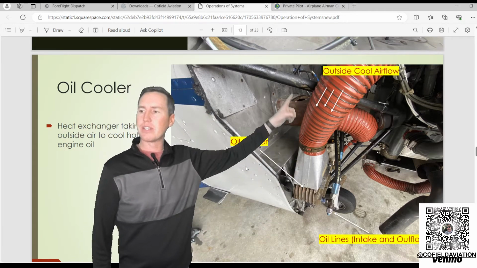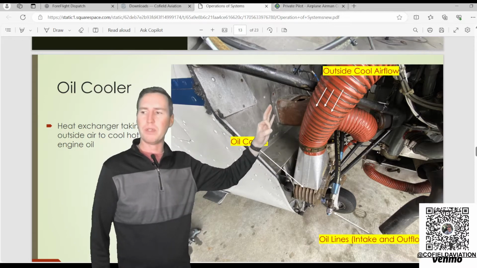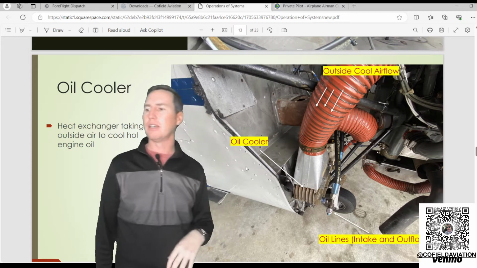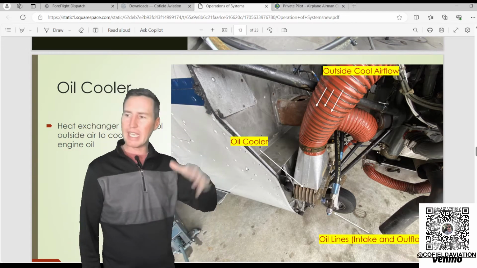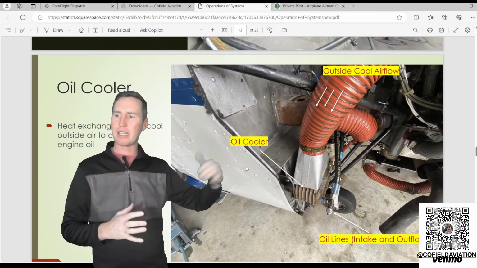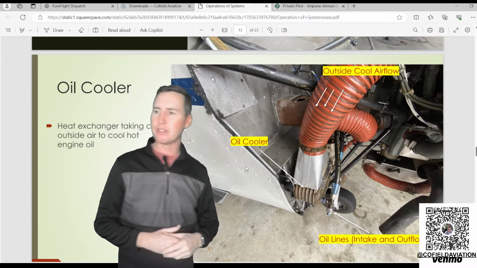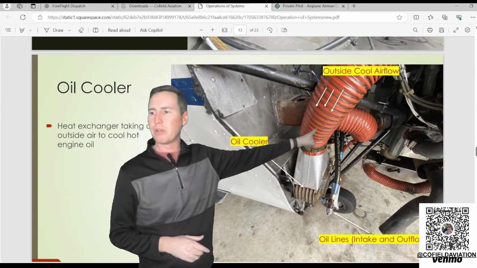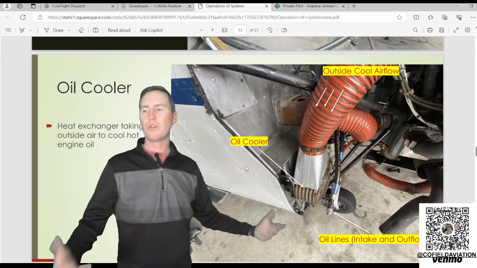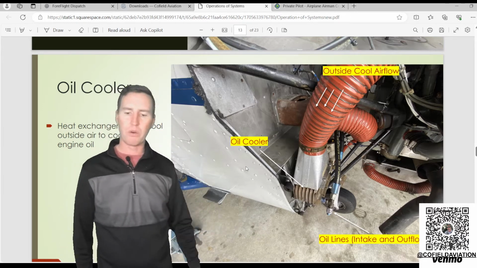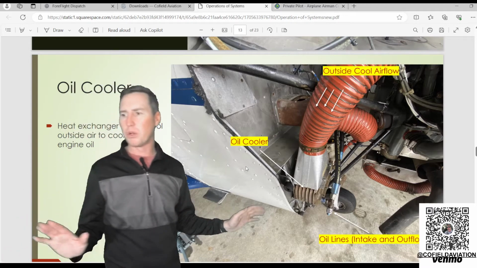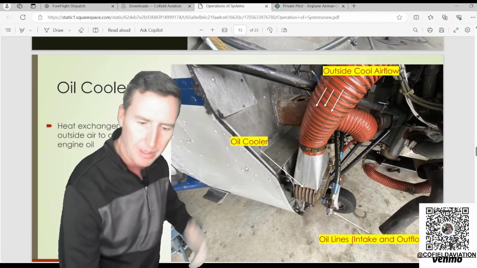And so this is airflow, outside airflow. There's a little hole, if you will, in the front of the engine cowling that catches air. It's about yay big. It's behind the cylinders, and that air just simply comes down here, dumps over this hot oil that's circulating, cools it off because the air is cooler than that oil, and then it circulates back into the engine. So super simple oil cooler system there.